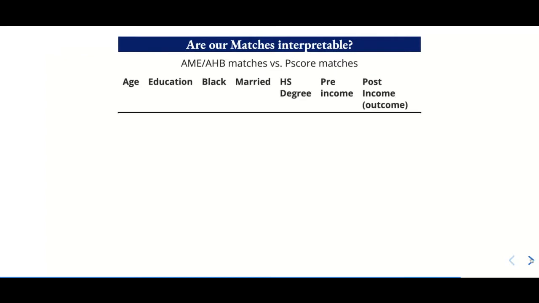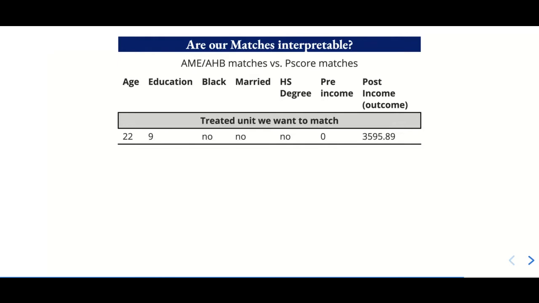Here I'm showing you matches made with a different method, propensity score matches, versus our method. So this is the unit that we want to match. This is a 22-year-old, white, unmarried, no high school degree person with no income.